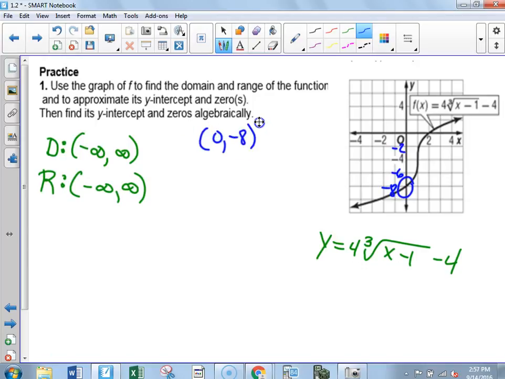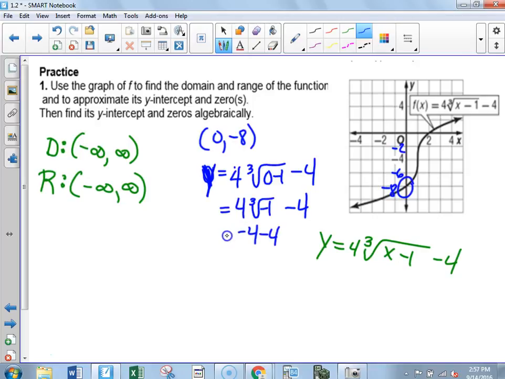It does say we should do it algebraically. If I put a 0 into this function, if I put a 0 in for the x, not the y, I will have 4 times the cube root of 0 minus 1, minus 4. Okay, this is -1. 4 times the cube root of -1. Anybody? Cube root of -1 is -1, times 4 would be -4, minus 4 would be -8. So the picture was not misleading at all.